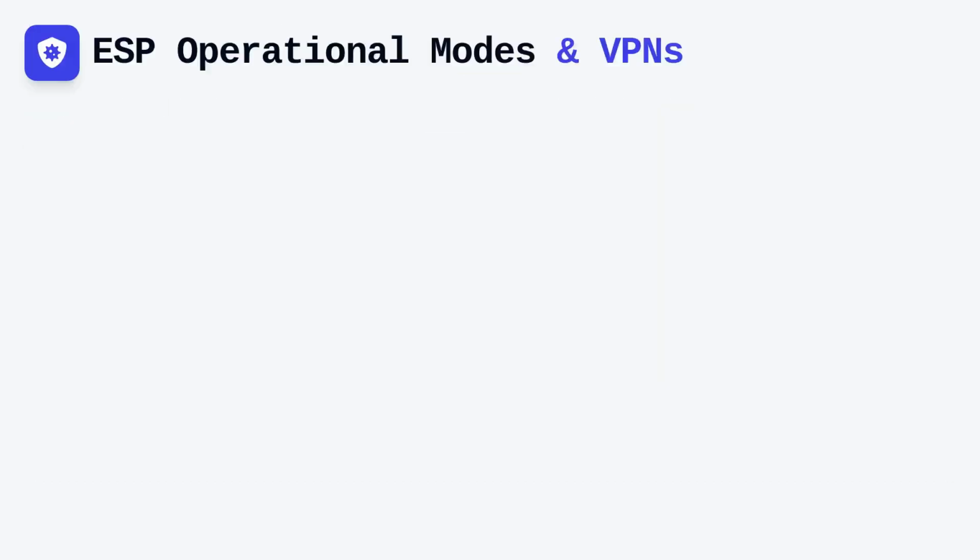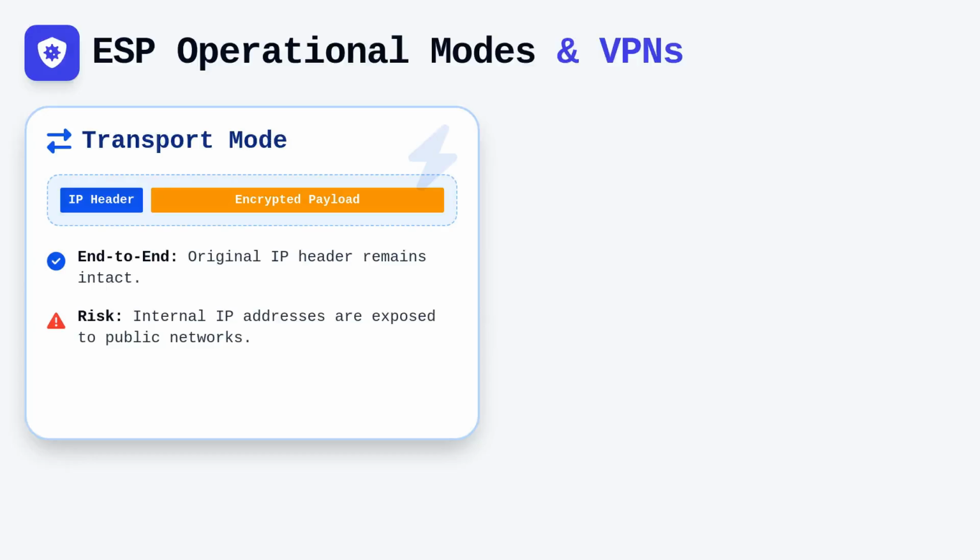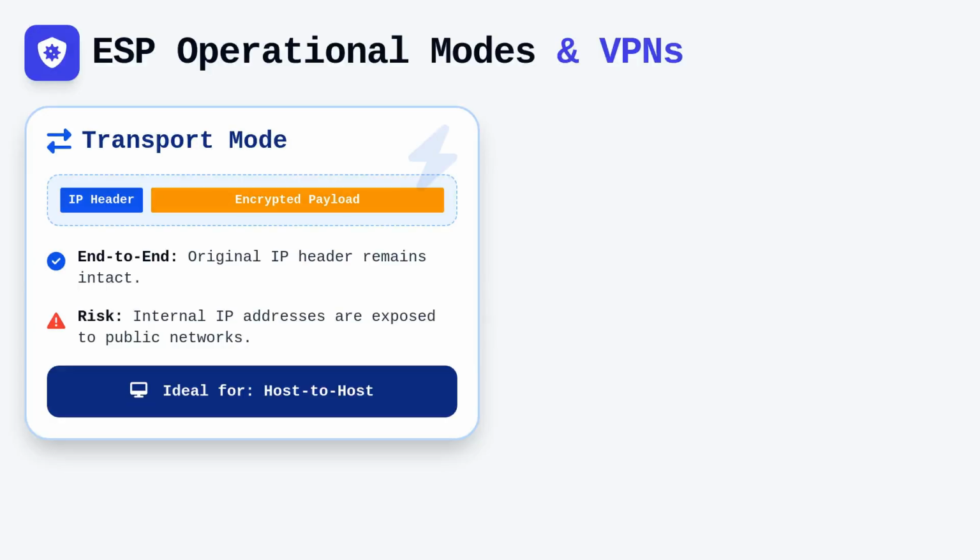When configuring ESP, you must define the operational mode, which determines how the IPsec headers are encapsulated relative to the original IP packet. Transport mode is designed for direct end-to-end communication, where the original IP header remains intact and only the payload is encrypted. This is efficient for host-to-host scenarios, but reveals the internal source and destination IP addresses to the public network, which is often undesirable for security auditing.